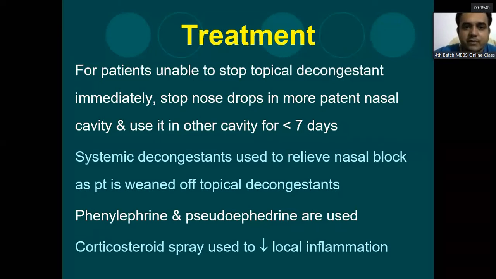For patients unable to stop the topical decongestant immediately, stop nasal drops in the more patent nasal cavity and use it only in the other cavity for less than 7 days. Systemic decongestants like Sinex and Sinarest can be used to relieve nasal blockage as the patient is weaned off the topical decongestant. Phenylephrine is used, and corticosteroid is sprayed to decrease local inflammation.